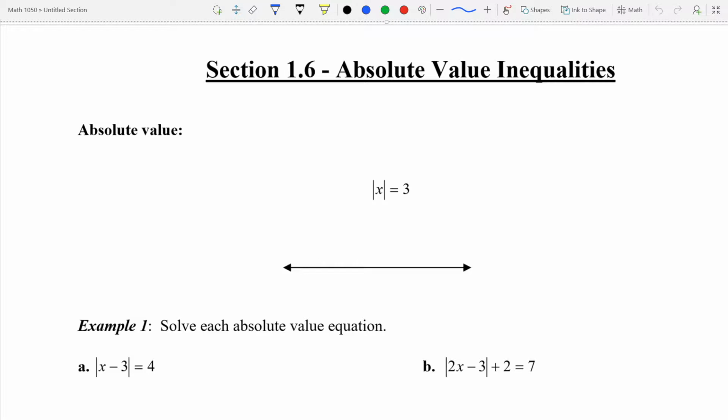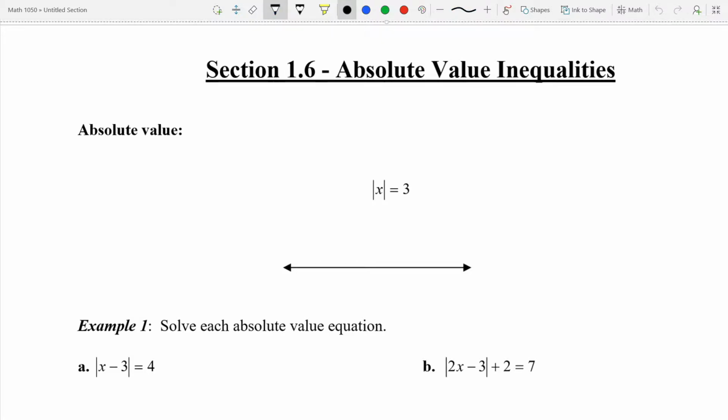If I write it, you write it. Okay? Preparing for your quizzes and tests, you're going to review over your workbook, and if you don't take good notes, then you can't review. Okay? Okay, absolute value. Here we go.